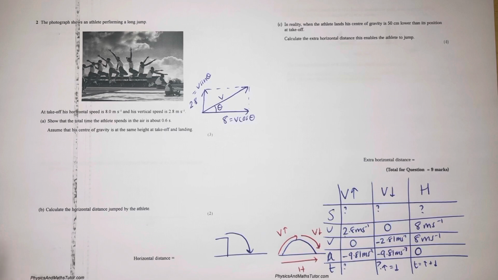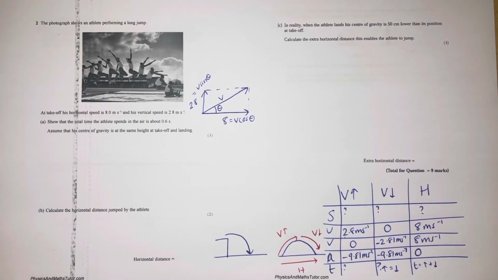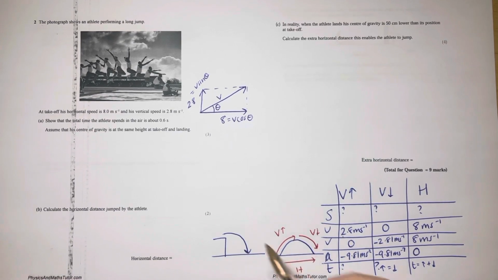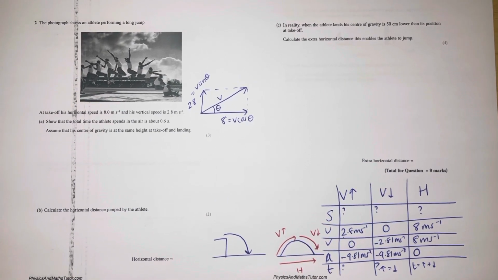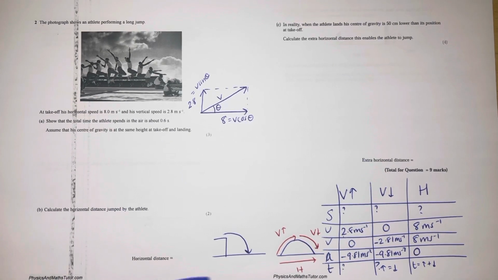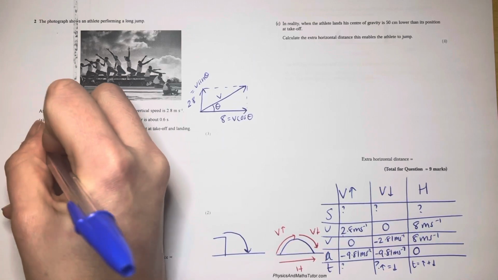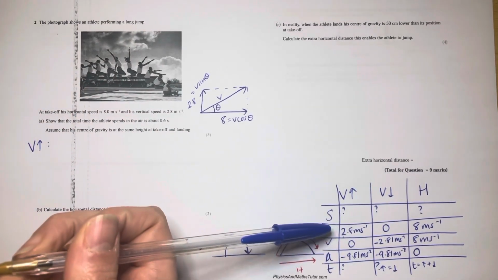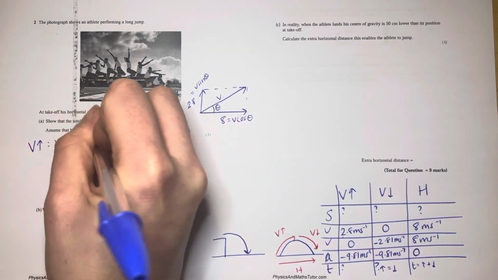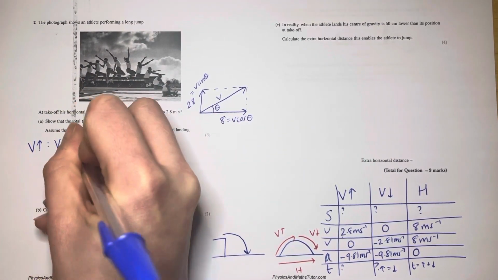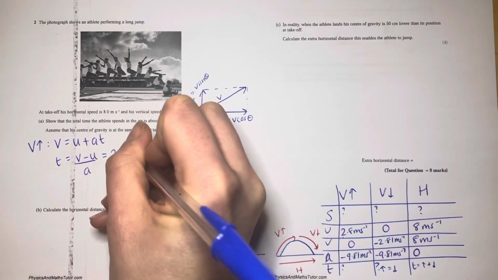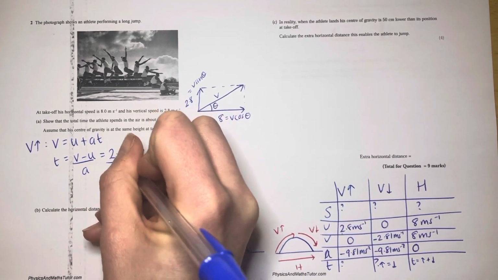So, firstly, show that the total time the athlete spends in the air is about 0.6 seconds. Assume his centre of gravity is the same height at takeoff and landing. That means he's starting and ending at the same height. And there are many ways to do this. I go for a brute strength method, and I'm going to think about vertically upwards. And I want to work out a time. I've got V, U, and A, and I need to know T. So I'm going to use V equals U plus AT and rearrange that to say T equals V minus U divided by A. So that's 2.8 minus 0 divided by minus 9.81.